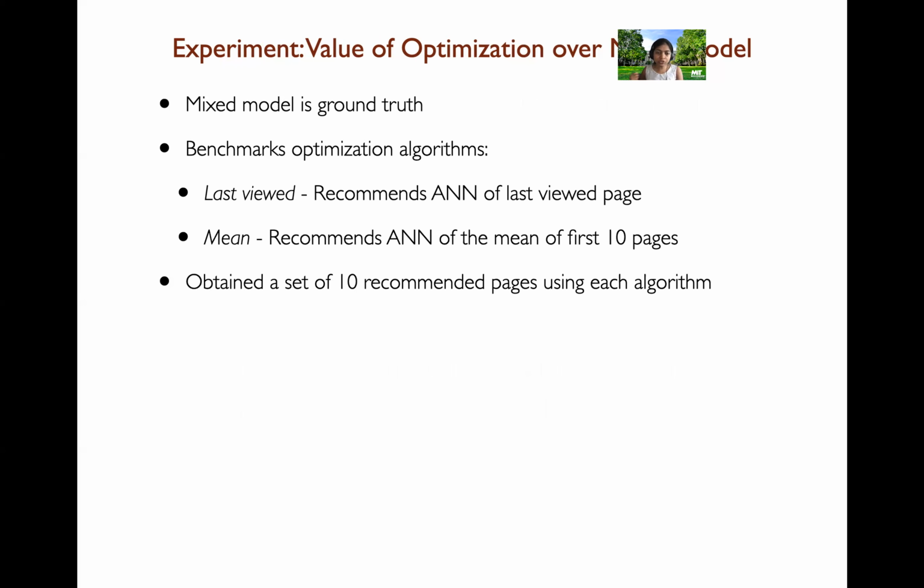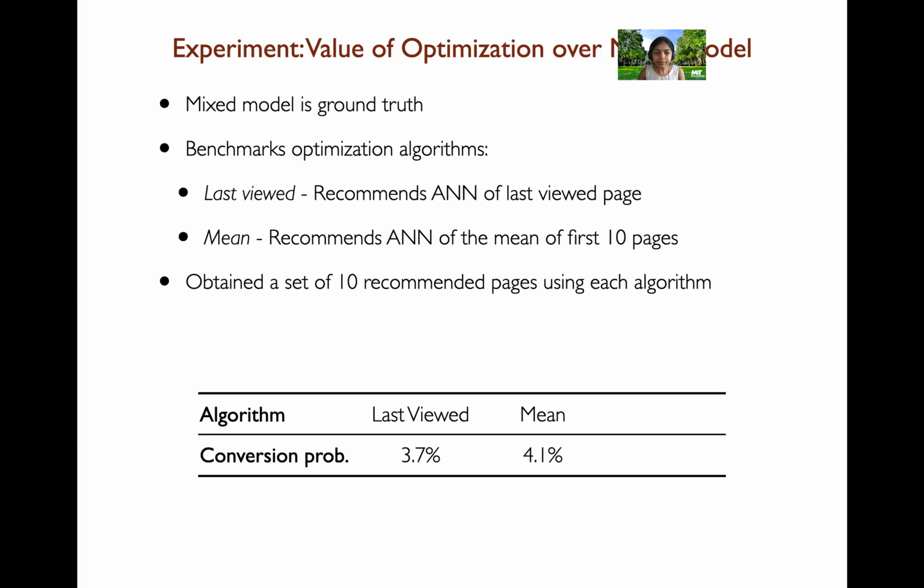For each of these algorithms, we obtain a set of 10 recommended pages. And using the ground truth model, we calculated the conversion probability under each of these. The mean model performs slightly better than the last viewed model, but the LSS algorithm that we propose in this paper beats both of these and has conversion probability significantly higher than both of these benchmark algorithms.